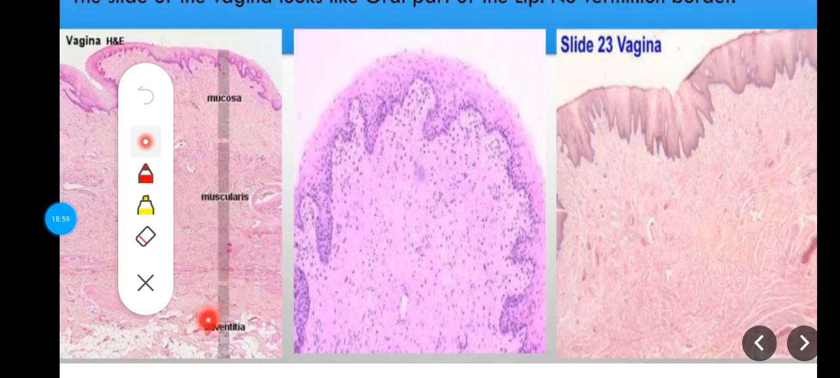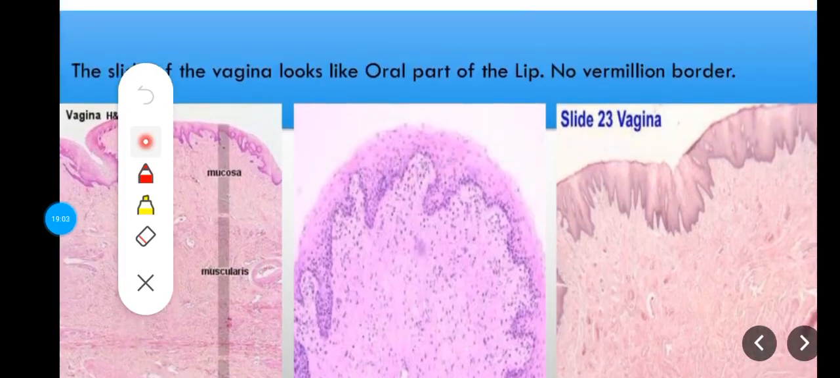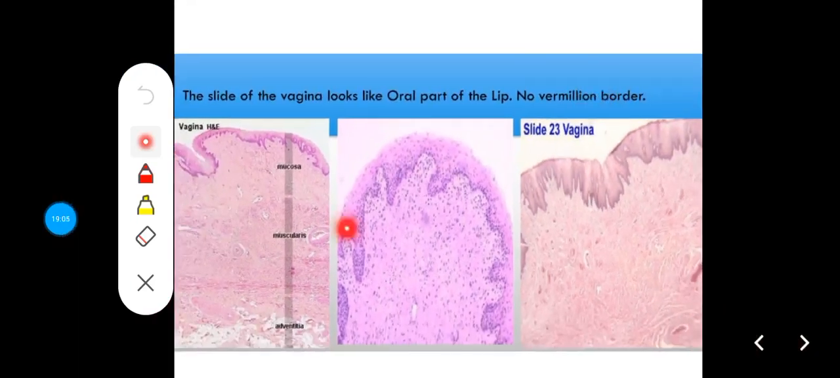So same thing here, the pale staining mucosa. Look at the pale staining mucosa, and then the numerous blood vessels within the lamina propria. Then you see the muscle fibers here. So these small spaces within the lamina propria represent the blood vessels, and you'll also see the muscle layer, the inner circular muscle layer and the outer longitudinal muscle layer, then the adventitia.